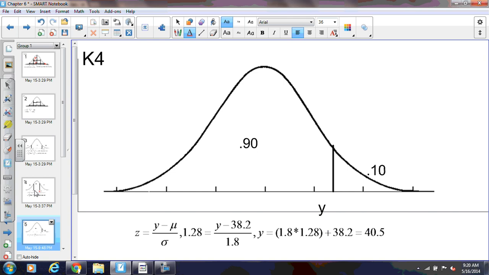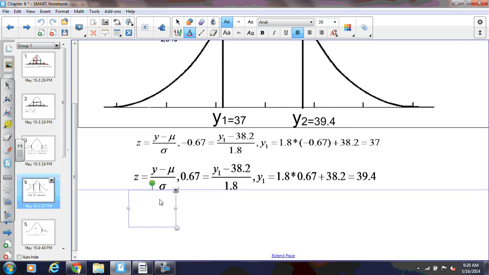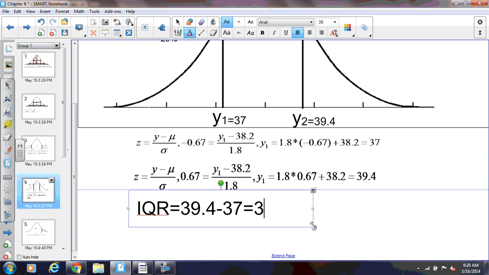Okay, so this gives us our quartile 1 value and our quartile 3 value. To find the interquartile range then, I'm going to take, let's say the IQR equals 39.4, our quartile 3, minus 37, which gives us 2.4. So the interquartile range for the heights of kindergartners is 2.4 inches.